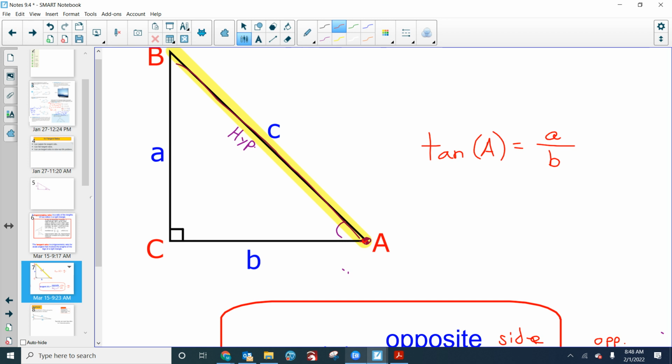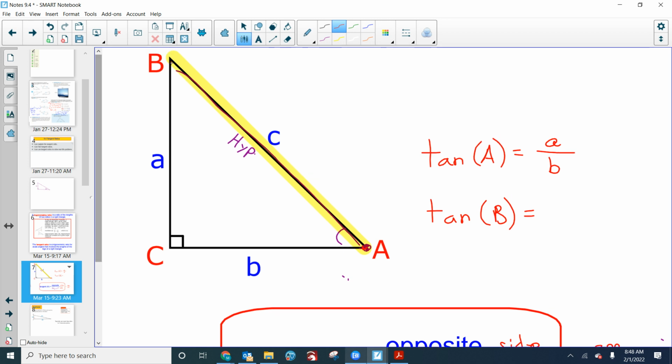But I also could take the tangent of angle B. What do you notice about the tangent of angle B? Well, I have to move my pencil up to angle B. Now I'm up here. What's the opposite side to angle B? Across from it is little b, this side. Over, what's the adjacent side? A. And I heard someone say C, and it's okay. We're learning. That's a common mistake.